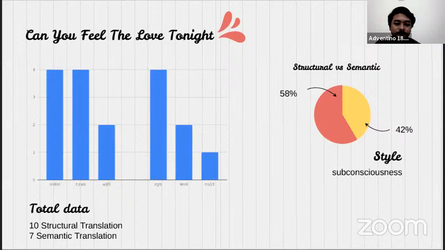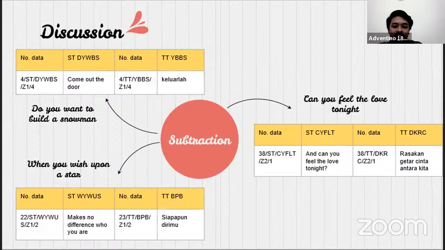Okay, now the discussion, and these are the most used strategies applied in the songs. Here is the subtraction. This is a structural strategy which reduces some words. Like the first one, from Do You Want to Build a Snowman, the source text is "come out the door," and the target text says only "keluarlah," which means the translator chose to delete the word door rather than translate it into the target text. It happened in the other songs too.